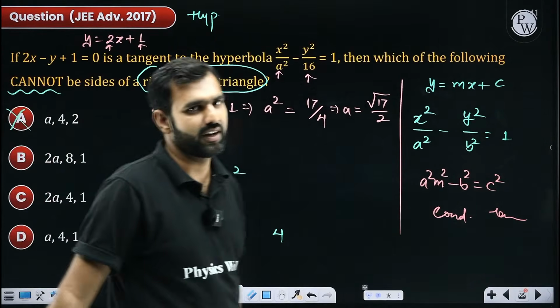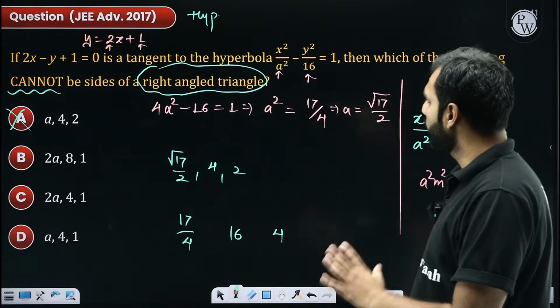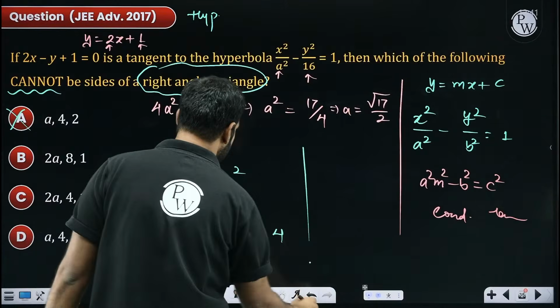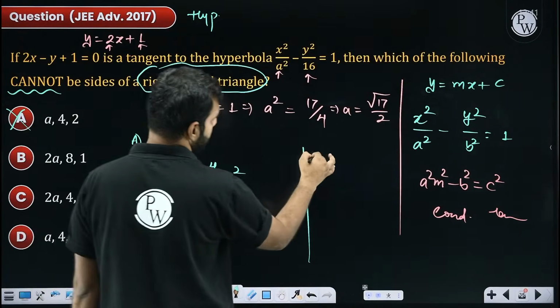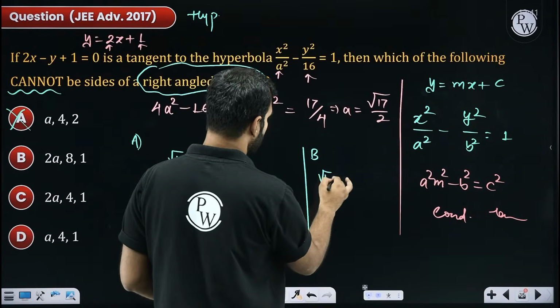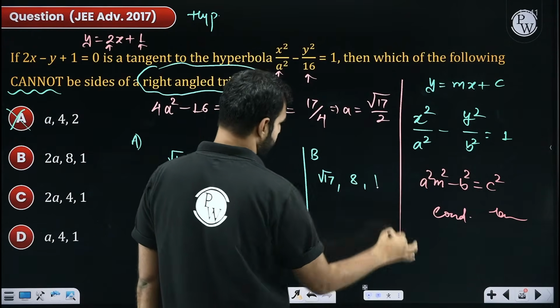Similarly, can you not check it for other options? Will you do it by yourself? Let me do it for option B as well. Option A is incorrect. I hope you're getting it. For option B, what is 2A? 2A will be root 17. So root 17, 8 and 1.